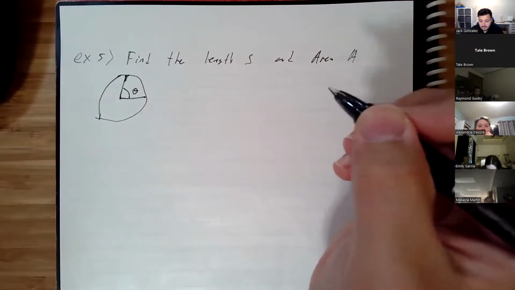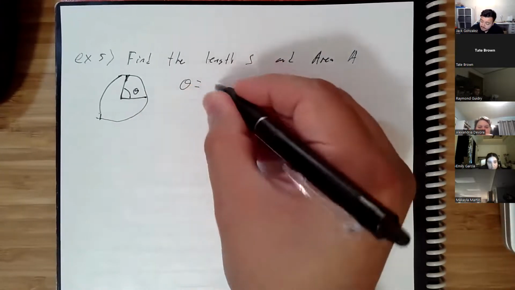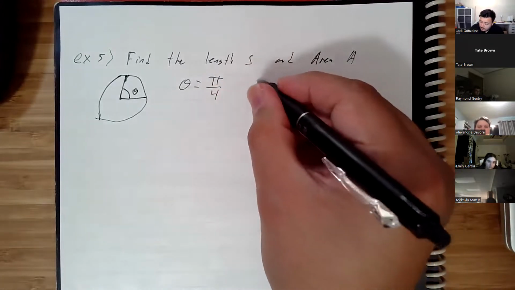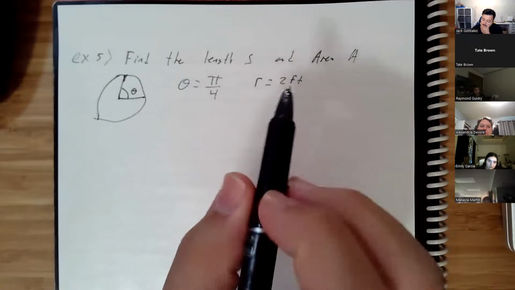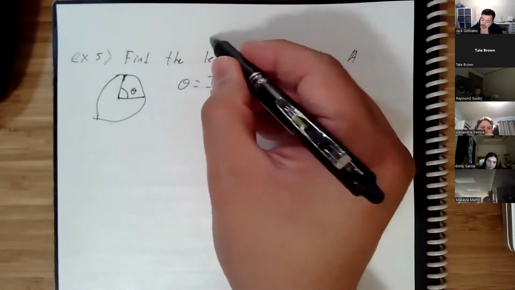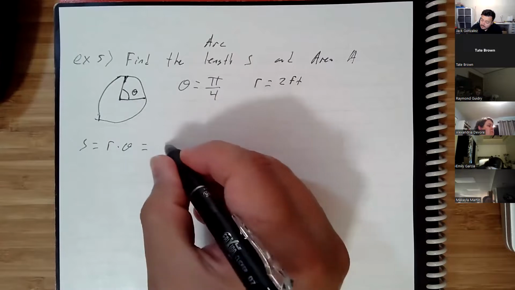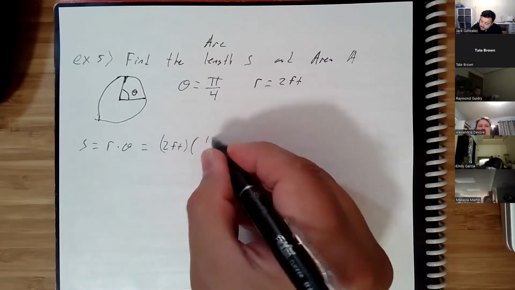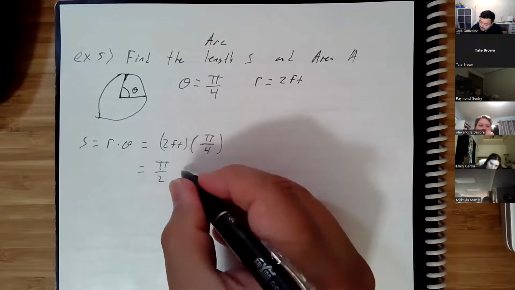Okay, so this is some sector. So I'm going this direction, some theta degrees. Theta is equal to pi over 4. R is equal to 2 feet. So since theta is in radians, we can use both formulas right away, right? There's nothing stopping us here. So S is the arc length. I should have said arc. So S will be equal to R times theta, which is 2 feet times pi over 4. So this will become pi over 2 feet.